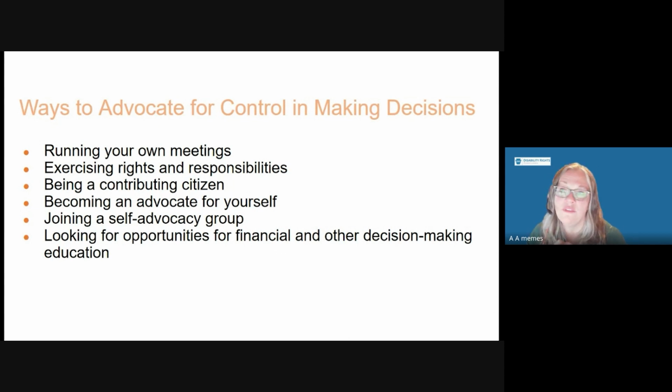Everybody in Pennsylvania can vote if you're 18 years old and you're registered. So that's something you can do to exercise your decision-making skills, become an advocate for yourself, join a self-advocacy group, and look for opportunities to learn more about decision-making. There are some really great webinars out there about that. There are some great things that PATF has done on financial decision-making for people with disabilities, and that's a good way to exercise that muscle. Next slide.